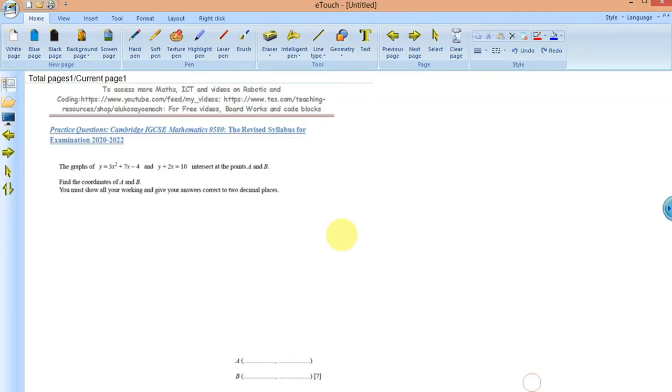Here is the first question. The graph of y equals 3x squared plus 7x minus 4 and y plus 2x equals 10 intersect at the points A and B. Find the coordinates of A and B. You must show all your workings and give your answers correct to two decimal places.